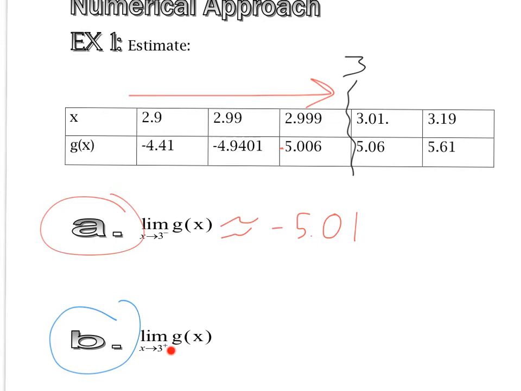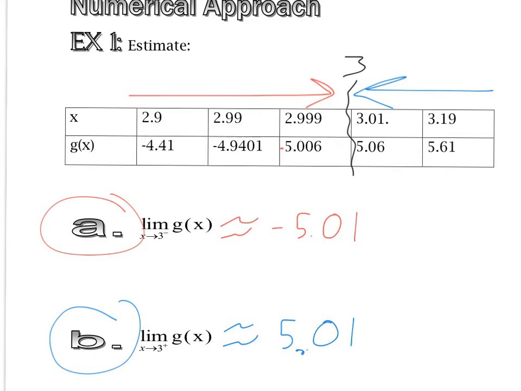And then we can ask the same question from the right, because that's what this little plus sign means, right? What is it approaching from the right? Well, as we go this way, closer and closer to 3, what is the height getting closer to? Well, we can see that these are positive values, still getting really close to 5.0 something, but now it's positive, so I'm going to say approximately 5 point, and I'll still say 5.01, but positive, something like that.